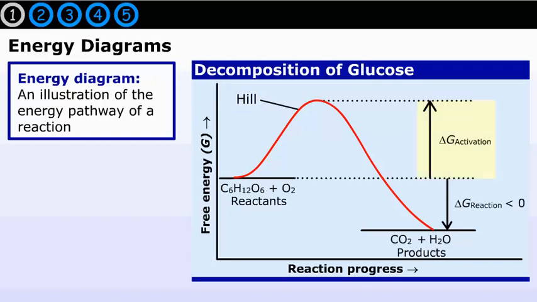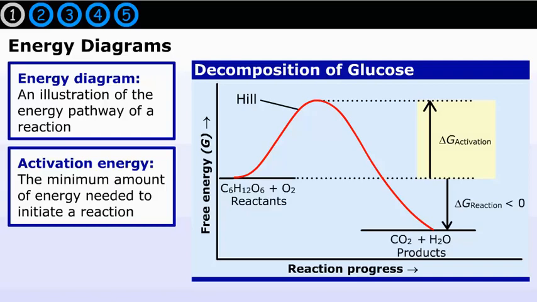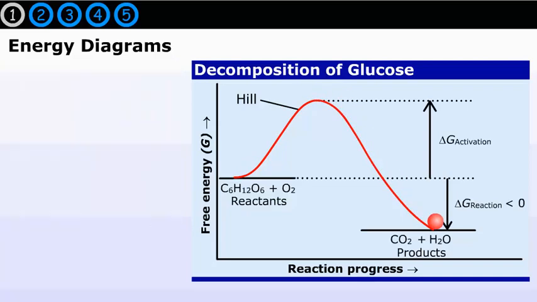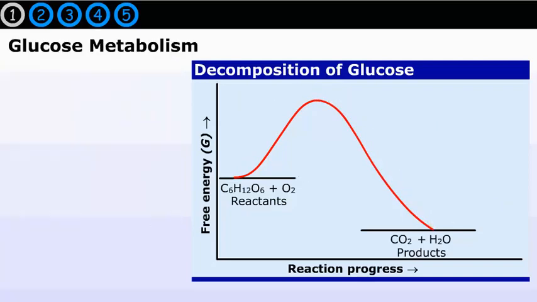The energy barrier is called the activation energy. The activation energy is the minimum amount of energy needed to initiate a reaction. At room temperature, very few of the glucose molecules have enough energy to cross this barrier. When heated, the kinetic energy of the glucose molecules increases and they react. What speeds up the reaction when we eat sugar?